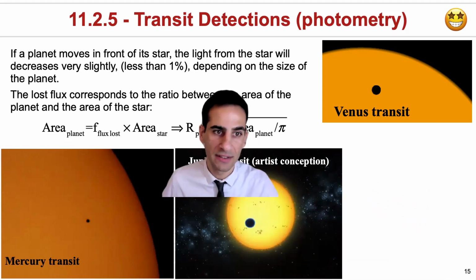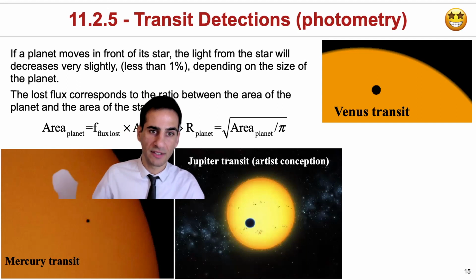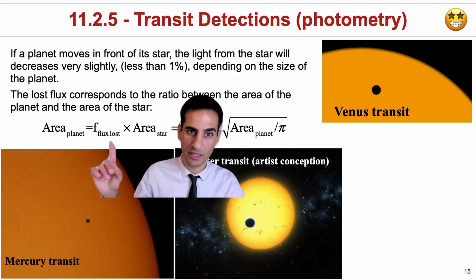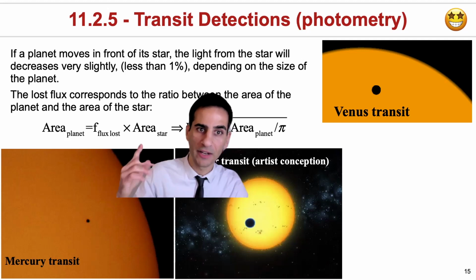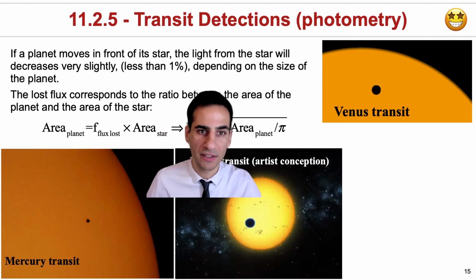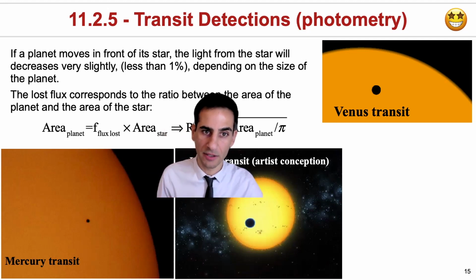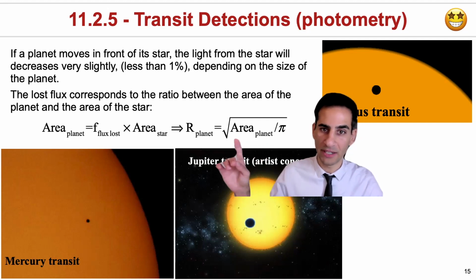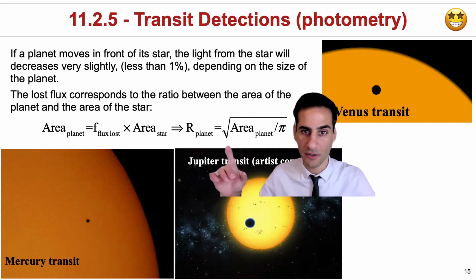That is because the area of the planet is essentially given by the fraction of your flux lost times the area of the star. And we've seen in section 8 and even before how we can actually use our knowledge of black bodies to determine the size of a star. And therefore, we can very easily determine what is the area of a star. And finally, once we determine this area of the planet, we can very easily measure its radius.